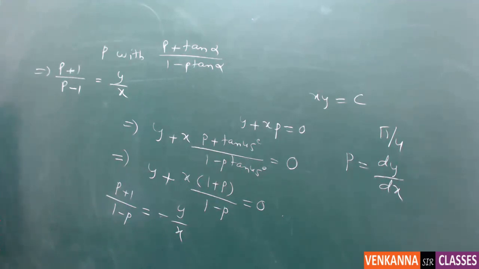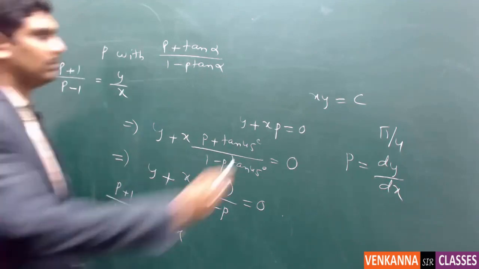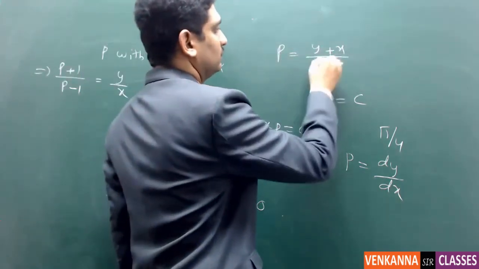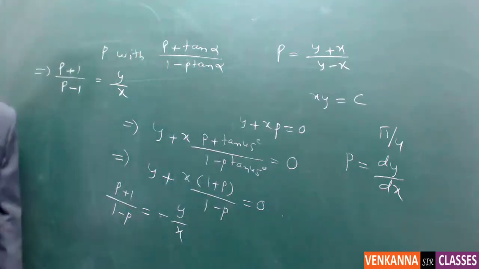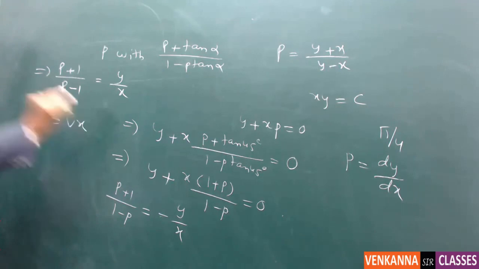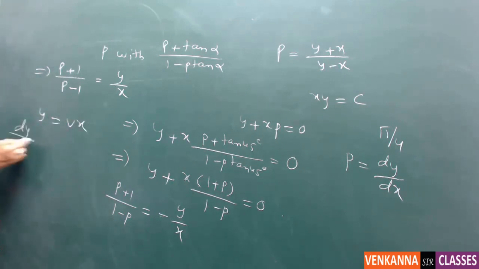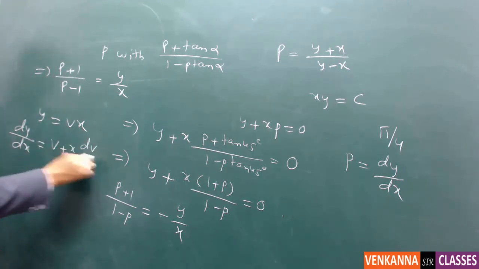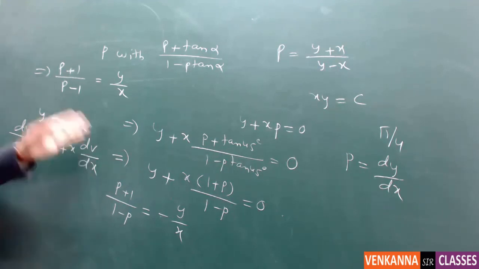Yeah, we can calculate P too. So if you calculate P, I say that P will come as, please check, the value of P, y plus x by y minus x. Earlier I have given the homogeneous method by taking y is equal to Vx and dy by dx is equal to P plus x into dv by dx. Using this technique, we are going to solve the problem.